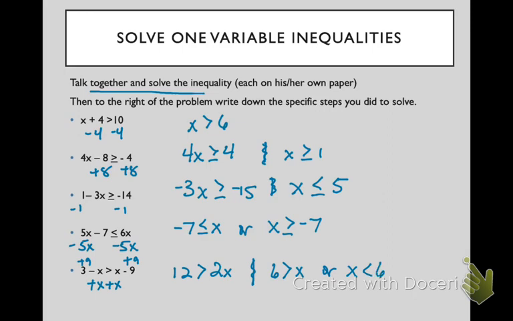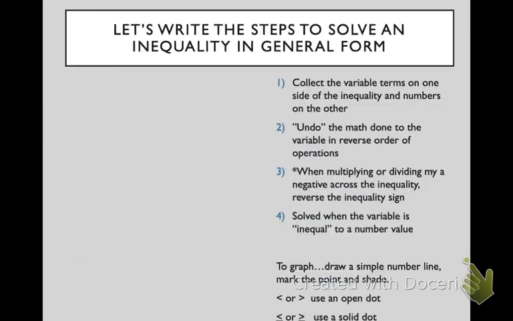So let's put this down in some concrete steps, and let's use the 1 minus 3x is greater than or equal to negative 14, because that has a lot going on. So if you look over to the right, I have steps that you can think of when you're solving an inequality. You're going to collect the variable terms on one side and the numbers on the other, just like you were solving an equation. So we're going to subtract the 1 over, and we get negative 3x is greater than or equal to negative 15. You're going to undo the math in reverse order.